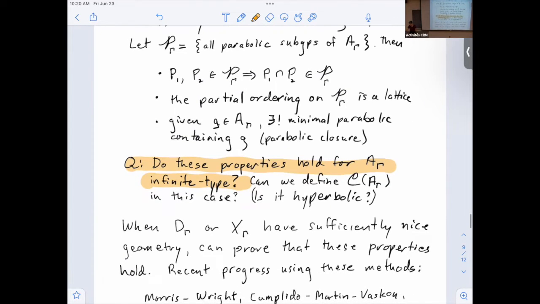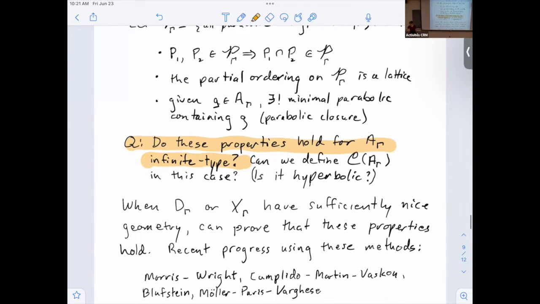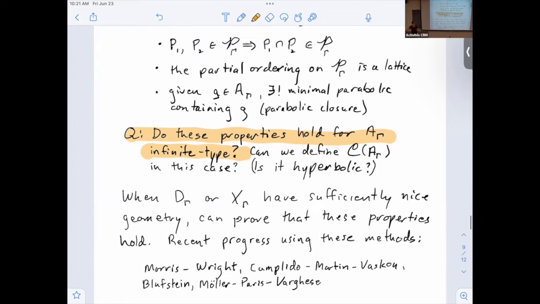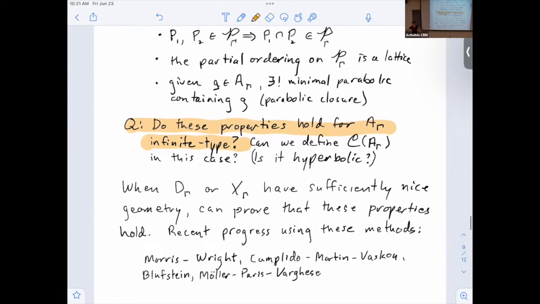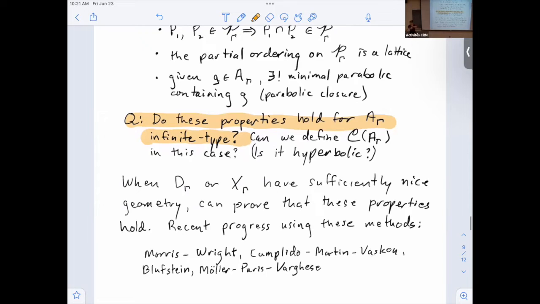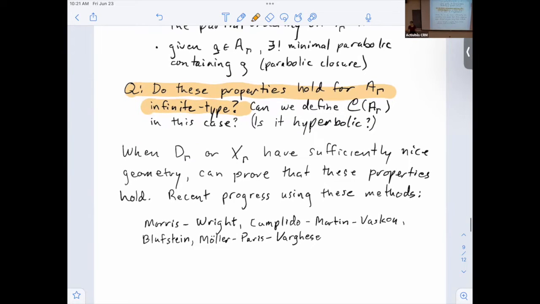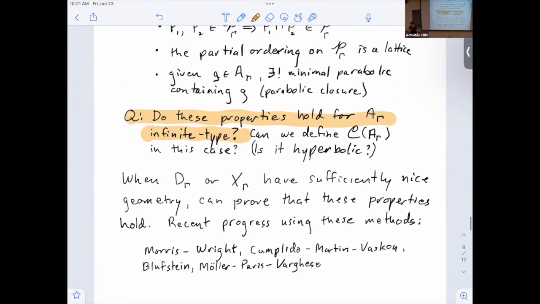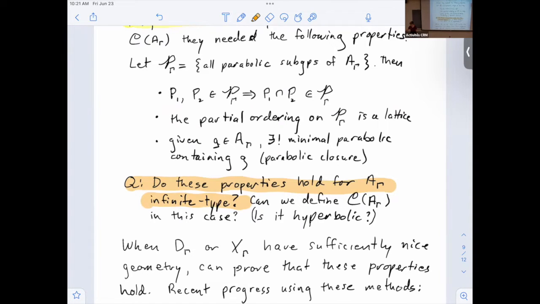All right, so I'm interested in this question. And it turns out, when we can put nice geometries on either the Deligne complex or the Artin complex, we can sometimes answer these questions for infinite type. How do we do it for infinite type? Well, we put a nice geometry on one of these spaces and we try to use that. Okay, and there's been some very nice progress on this question, namely, can we prove these properties for infinite type Artin groups?